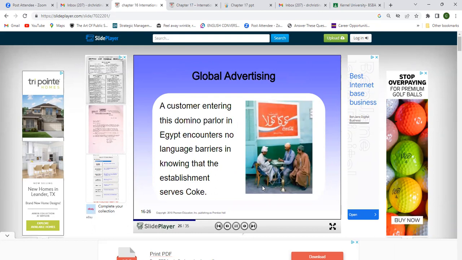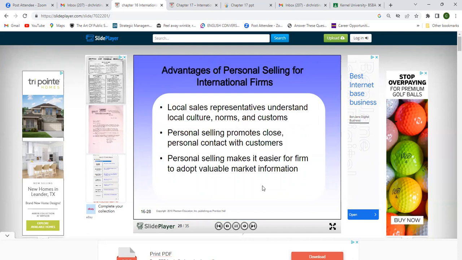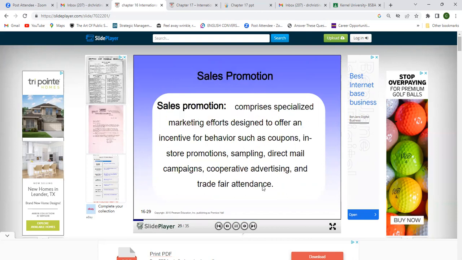Global advertising: a consumer entering a Domino's parlor in Egypt encounters no language barriers, knowing that the establishment serves Coke. Personal selling is making sales on the basis of personal contacts. We have local sales representatives who understand local culture, norms, and customs. Personal selling promotes personal contact with customers and makes it easier for the firm to obtain valuable market information.